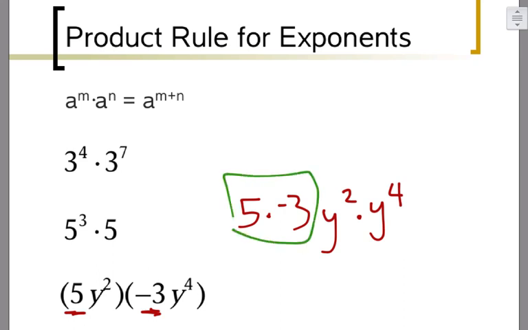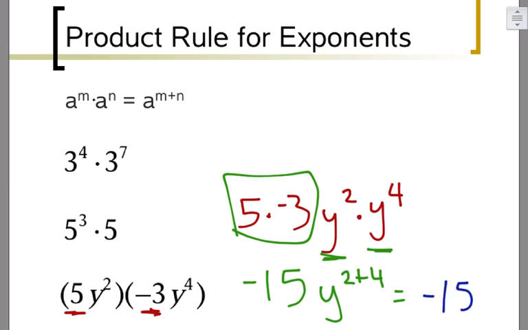So I take the 5 times negative 3, and that gives me negative 15. And then I take my y to the 2nd times y to the 4th, and it just gives me y to the 2 plus 4. So the answer will be negative 15 y to the 6th power.